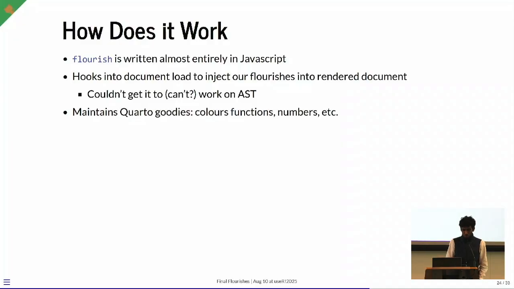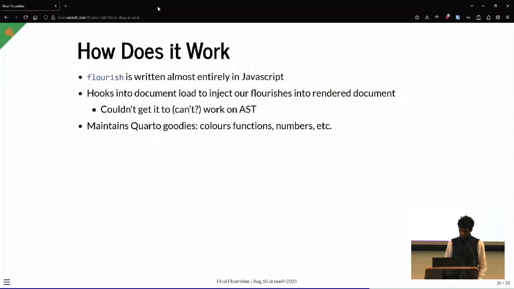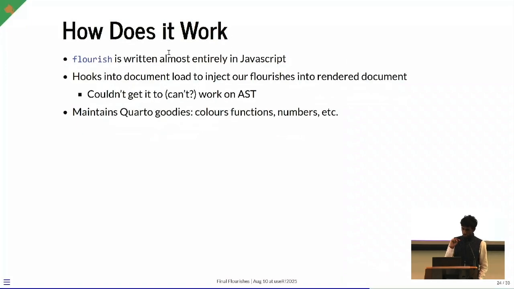Flourish hooks into the document load to inject our flourishes into the rendered document. So what that means is, let's say this file itself is just an HTML file. If you go and look at the source, you won't find any of the flourishes, but when you open it properly, Flourish will get run. There's some fancy JavaScript that checks for a document load, and then it injects our Flourish stuff. That's how you get all of the highlighting and all of the other stuff.